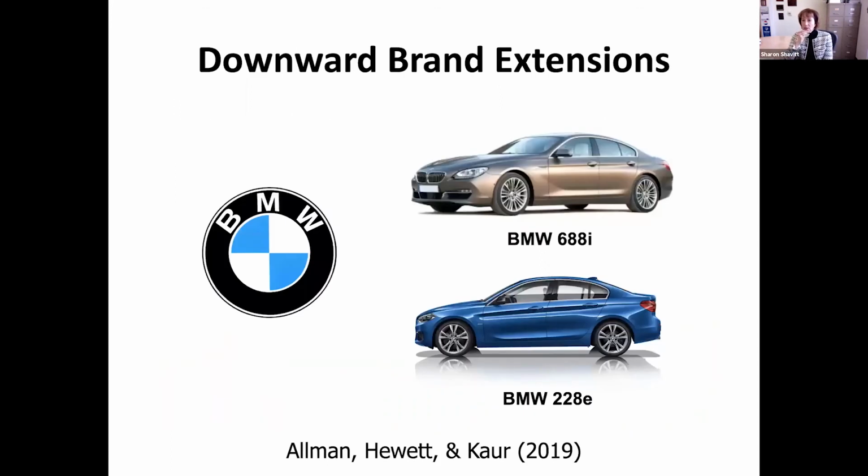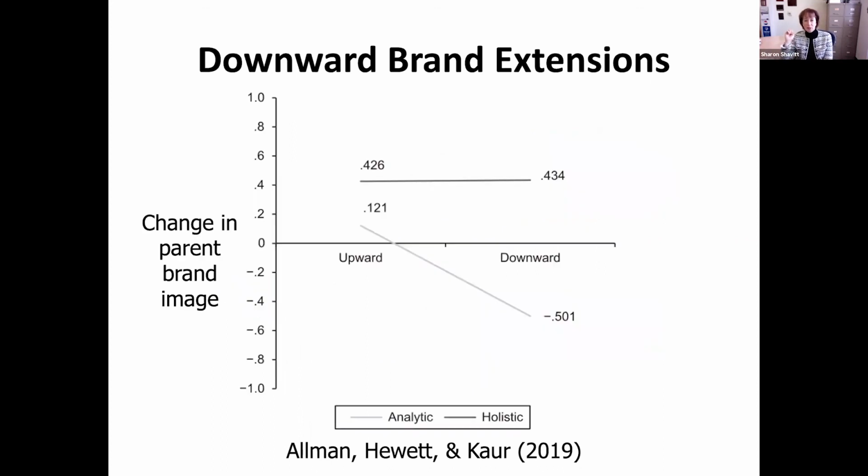Some other work has looked at the implications for downward brand extensions. For instance, what would happen if BMW came out with either a less expensive line, in this case, the BMW 228e, or a more expensive line, the 688i? They found that holistic thinkers were less sensitive to downward line extensions. That is, those extensions did not tend to dilute the brand the way they did for analytic thinkers. Analytic thinkers tended to separate the core parent brand from its extension and perceive a non-fit. But holistic thinkers were more willing to accept the downward line extension.